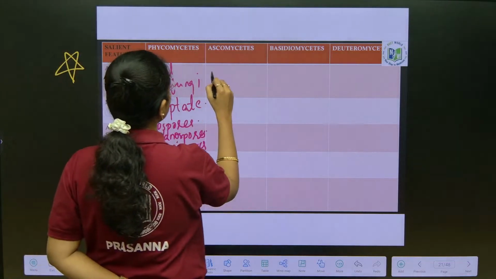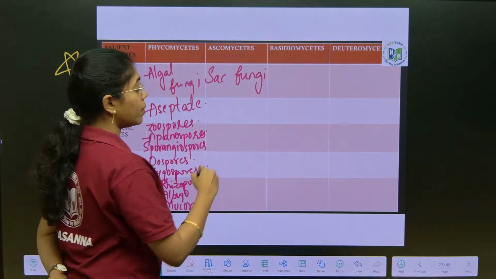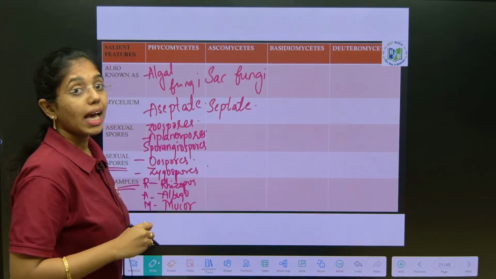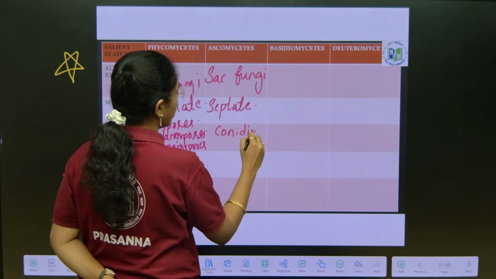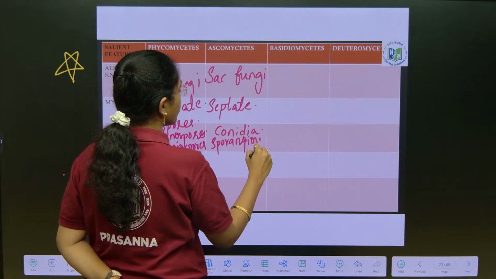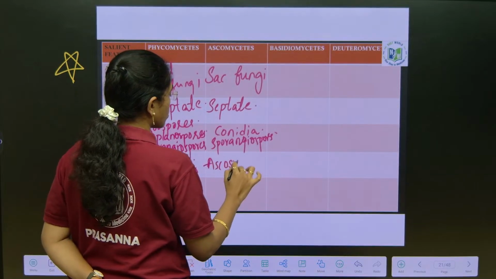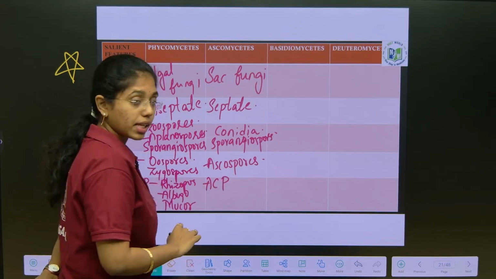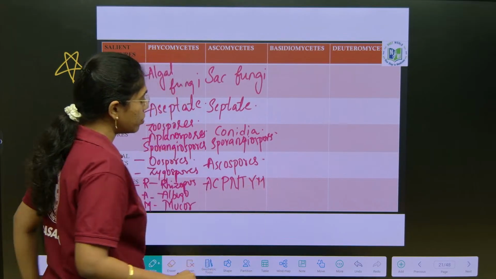Next is Ascomycetes, which is also known as sac fungi. Mycelium is septate. What type of septa is present? Pore-like septa is present. Asexual spores include what? Asexual spores include conidia majorly. Conidia and sporangiospores. Fine. And sexual spores include what, ma? Ascospores. Major key examples include Aspergillus, Claviceps, Penicillium, Neurospora, Morels and Truffles. ACP and team, this is the mnemonic.